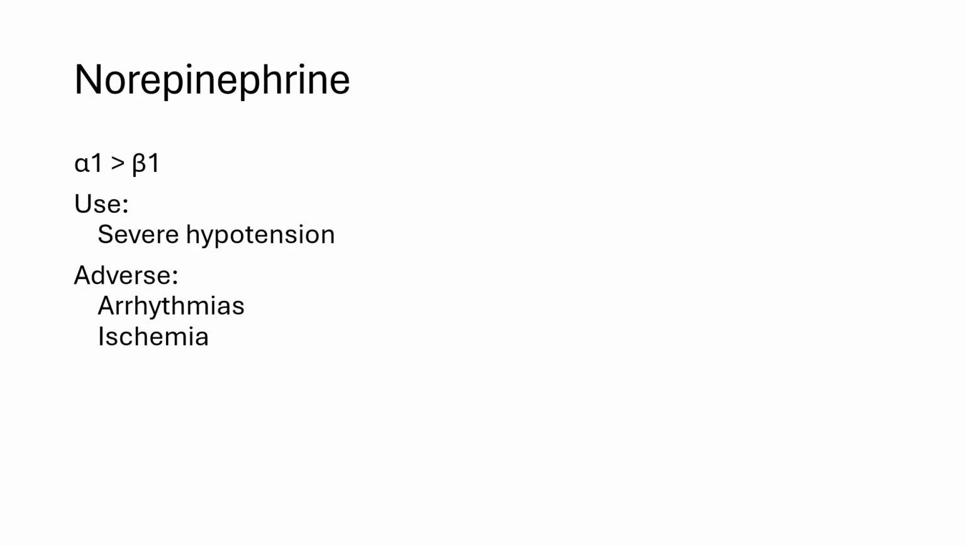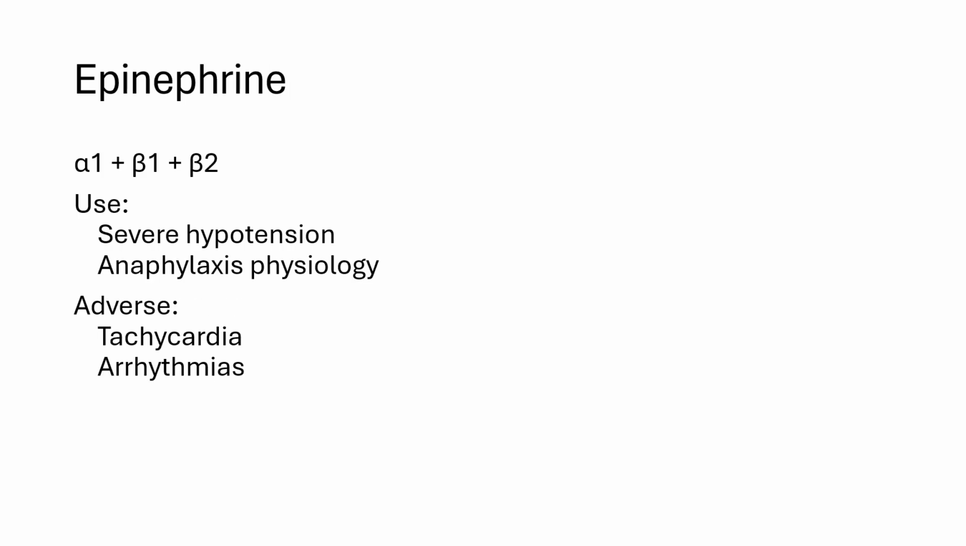The major adverse effects are arrhythmias due to beta-1 stimulation and ischemia due to intense vasoconstriction. Peripheral ischemia can also occur if vasoconstriction is excessive. So clinically, when the primary issue is profound hypotension with systemic vasodilation, norepinephrine's strong alpha-1 effect makes it a powerful option. When comparing to phenylephrine, remember phenylephrine is pure alpha-1. Norepinephrine is alpha-1 dominant, but also provides beta-1 support.